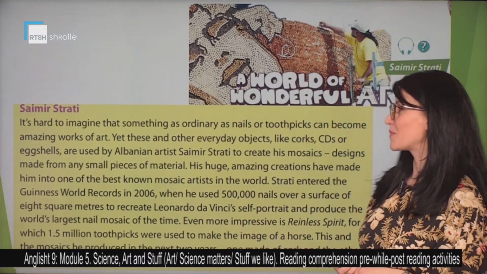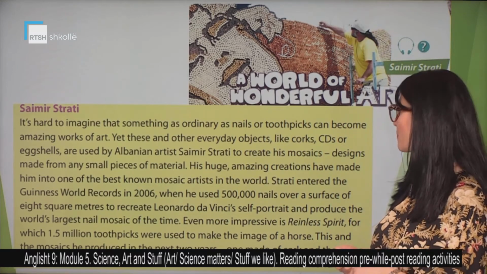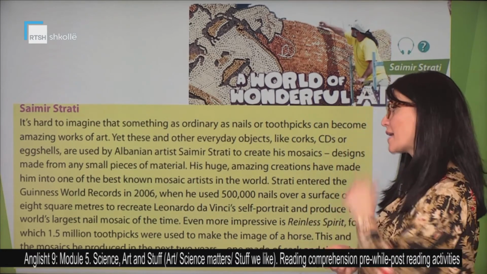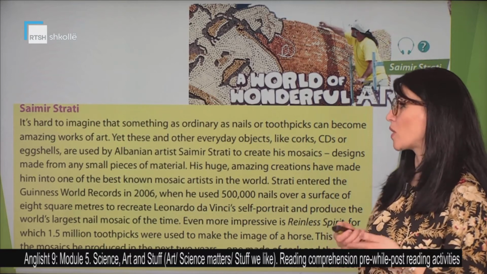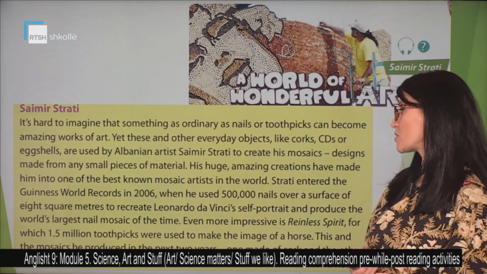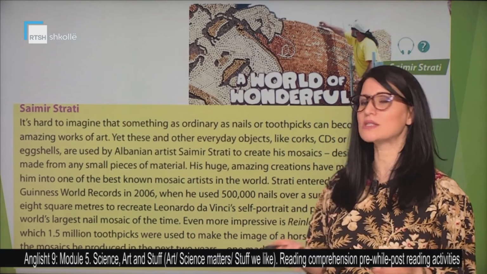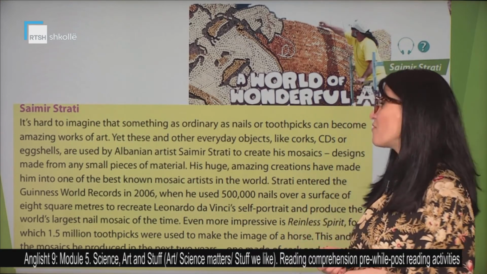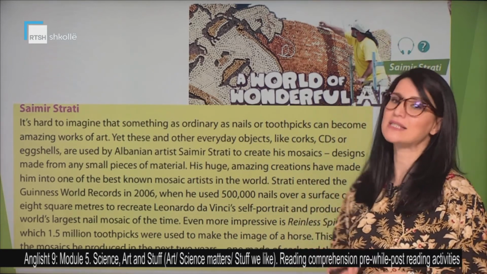Sajmir Strati. It's hard to imagine that something as ordinary as nails or toothpicks can become amazing works of art. Yet this and other everyday objects like cork, CDs or eggshells are used by Albanian artist Sajmir Strati to create his mosaics, designs made from many small pieces of material. His huge, amazing creations have made him into one of the best-known mosaic artists in the world.